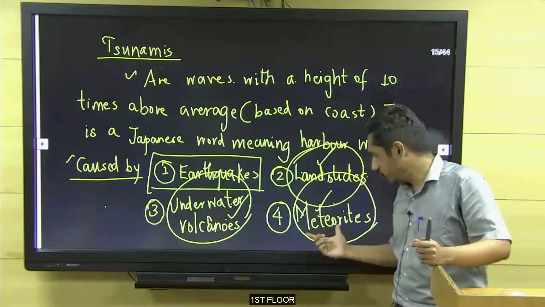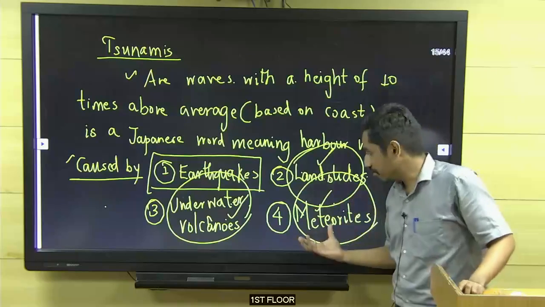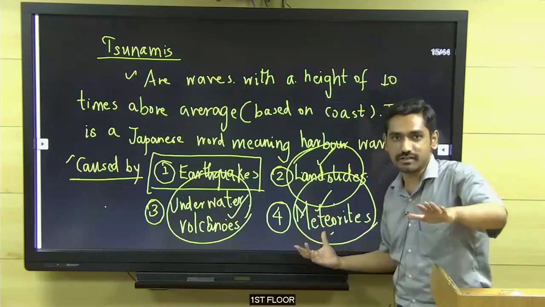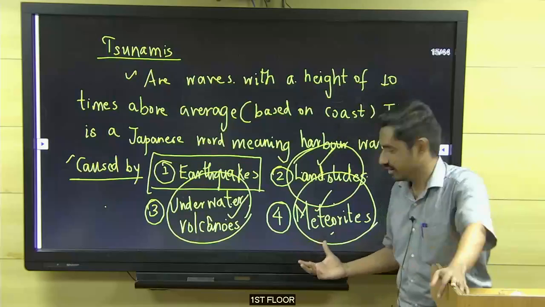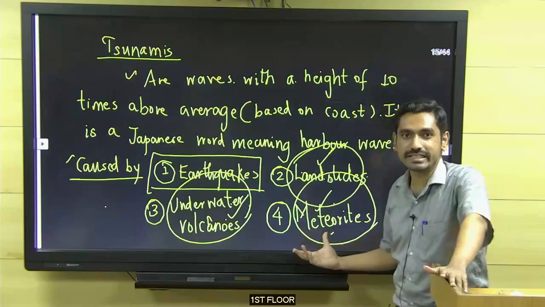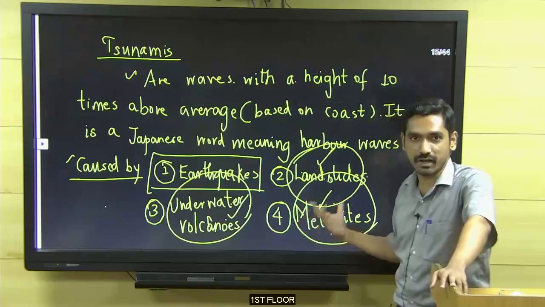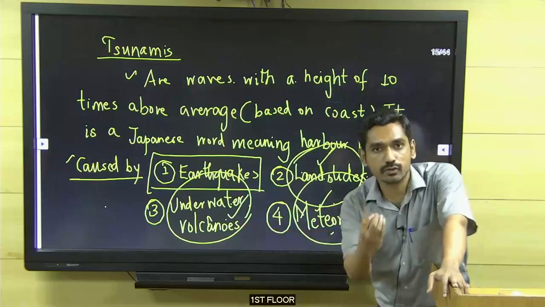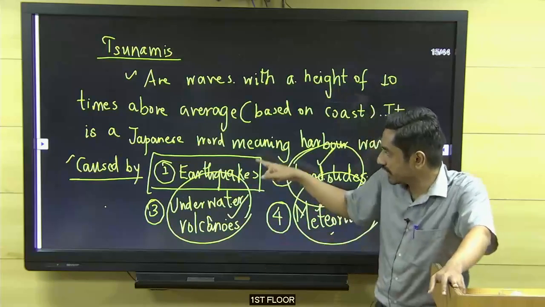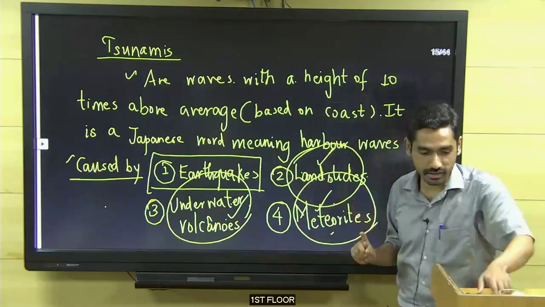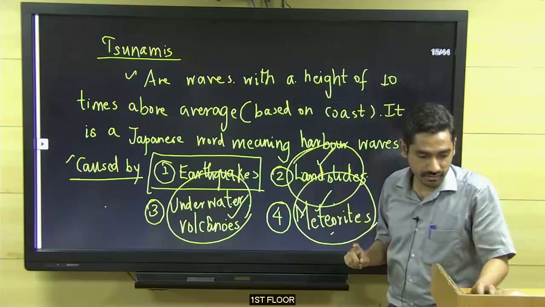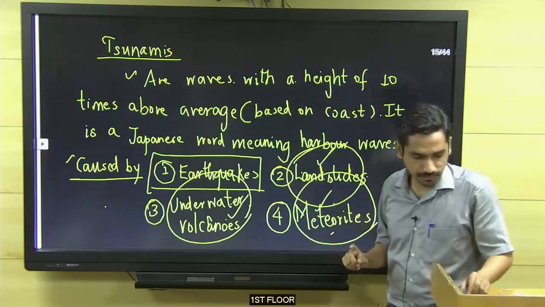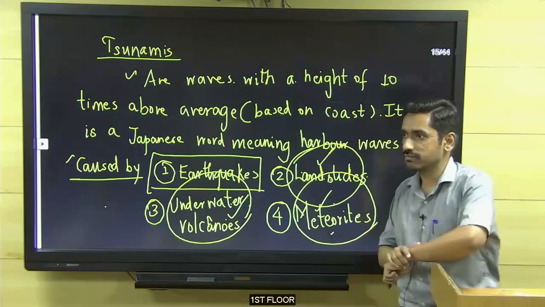Meteorites are give and take. First of all, meteorites reaching the surface of the Earth is itself extremely rare. This is not something we might see in our lifetime. Rarest of rare. These two will cause tsunamis, but the strength of the tsunami will be less compared to an earthquake. Earthquakes are the most powerful. Always remember the relationship. Is it okay? I think that answers your question. Shall we move to tides now, if you've understood this?